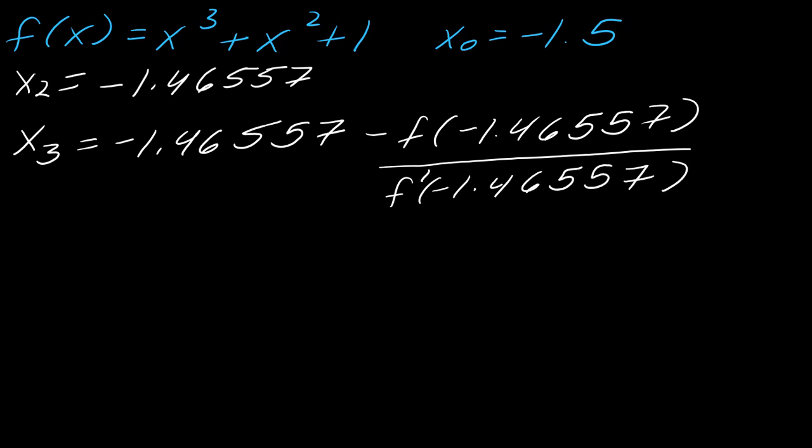And so now, and this is f prime. Okay, so now I have to work all of this out. And again, if you want to pause the video just to figure this out on your own, go for it. I'll tell you what I got. So I got x sub 3 equals negative 1.46557. And now look, I'm out to 5 decimal spots.